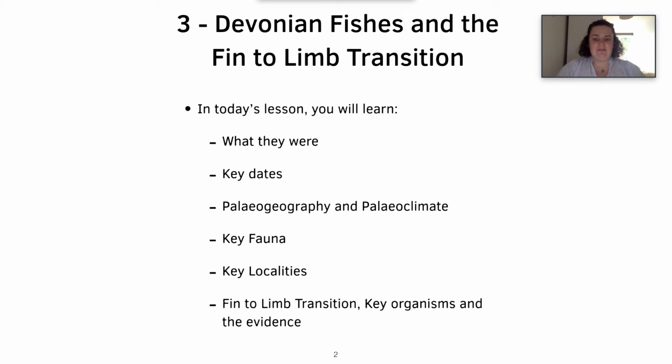So in today's lesson you will learn what Devonian fish as well as tetrapods were, key dates, paleogeography and paleoclimate, key fauna, key localities, and the fin to limb transition with the key organisms as well as the evidence for this. This might be a two-parter, so I will let you know as we go on.